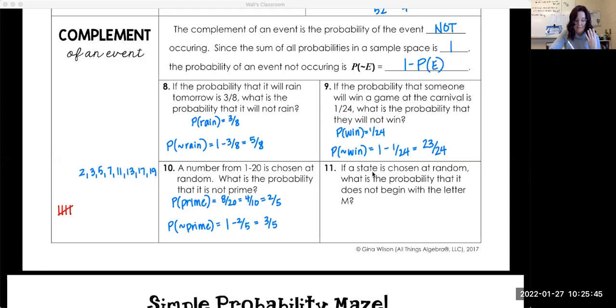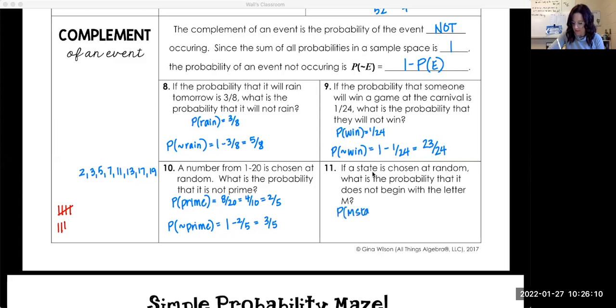Maryland, Massachusetts, Michigan, Minnesota. There are 8 states that begin with the letter M.